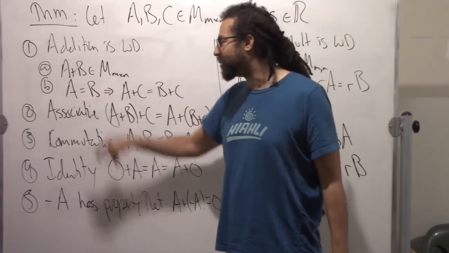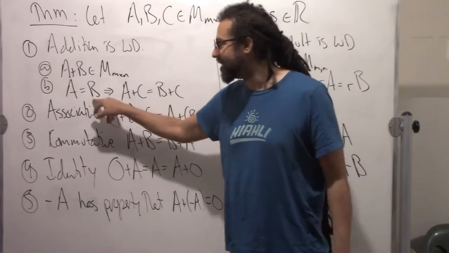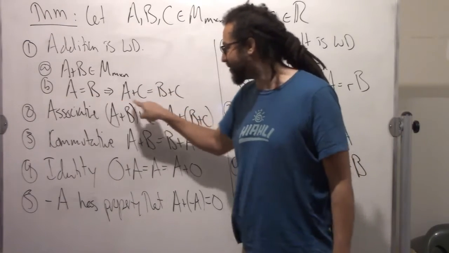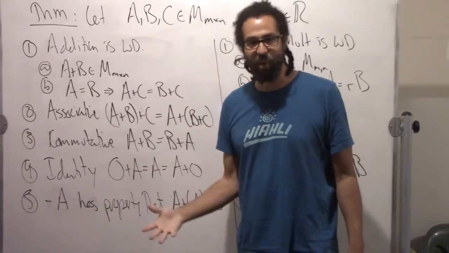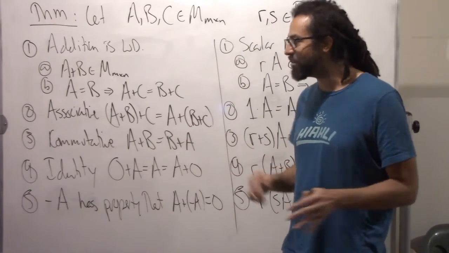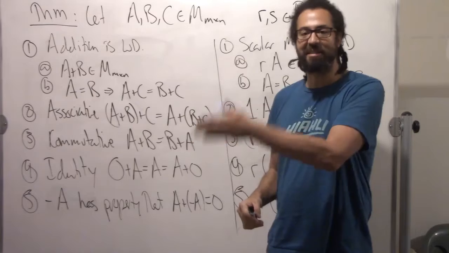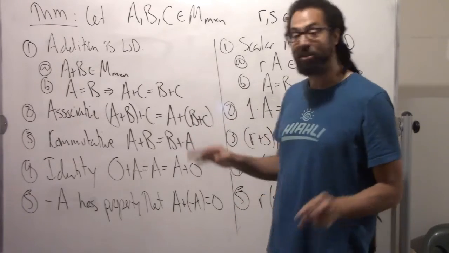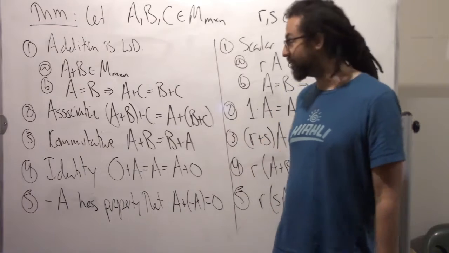And then this other property says if A is equal to B, I can take this other matrix C and add it to both sides and I will still get equality. So just some stuff to keep in mind. You can always add the same thing to both sides, okay? You've done that plenty of times. Done it for real numbers, it's still true for matrices.